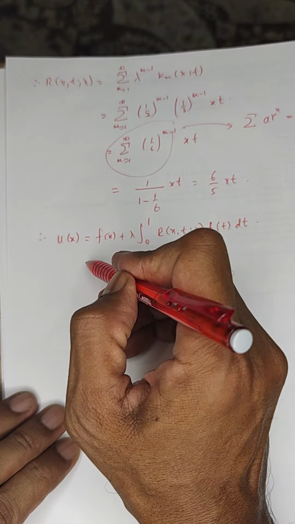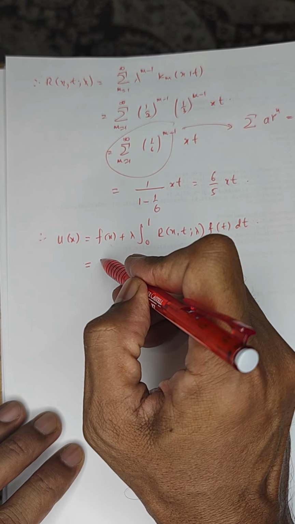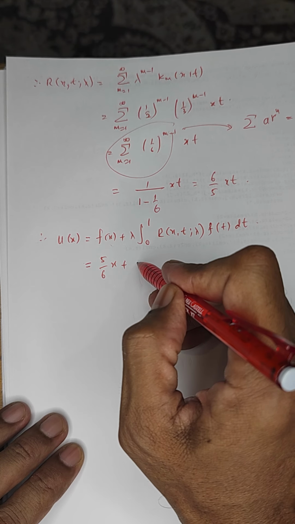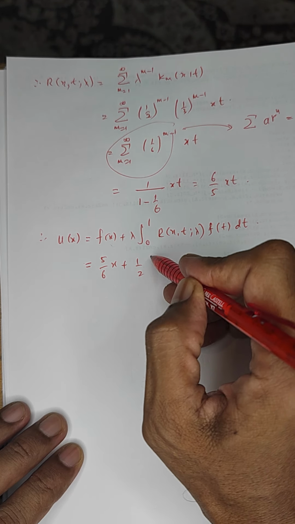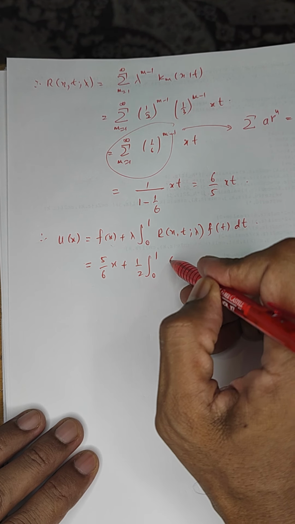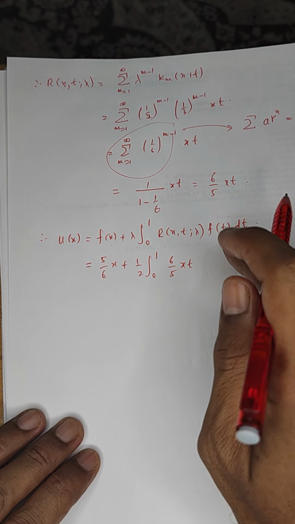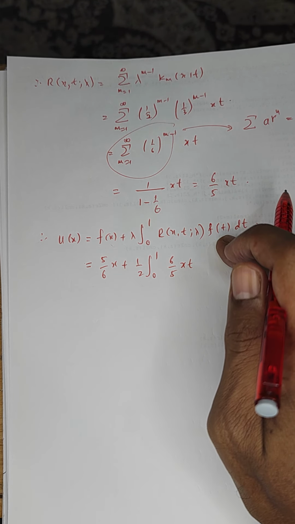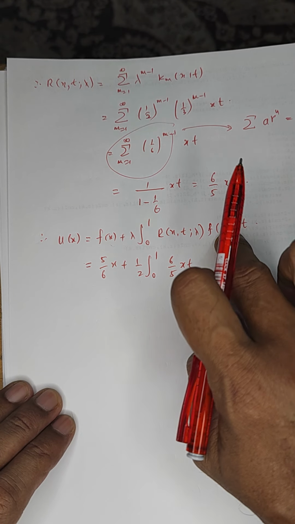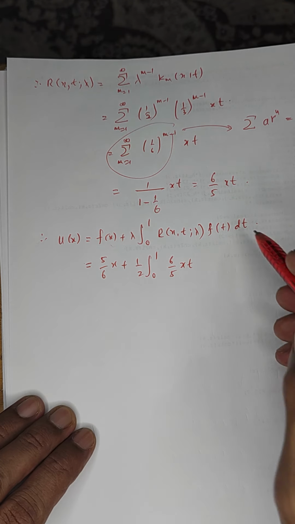Okay, so we have our f(x) is 5/6 x, plus lambda is half, integrate 0 to 1, our r is 6/5 xt, and our f(t) is 5/6 t. From f(t), we take f(x): you just change t with x.